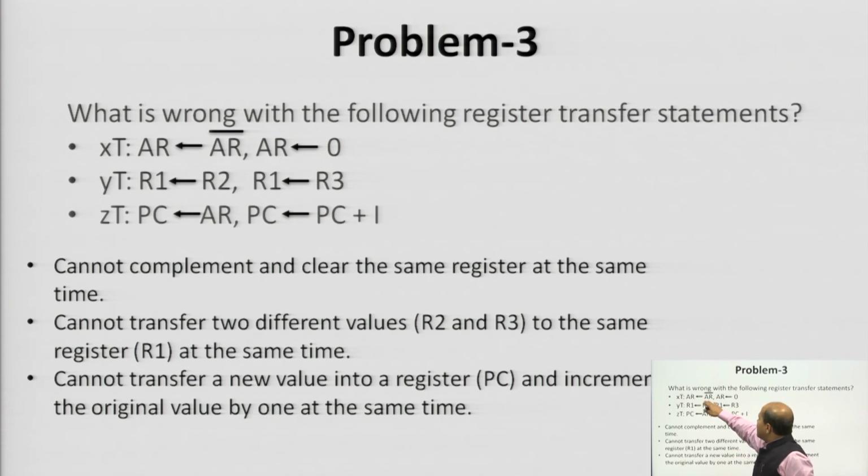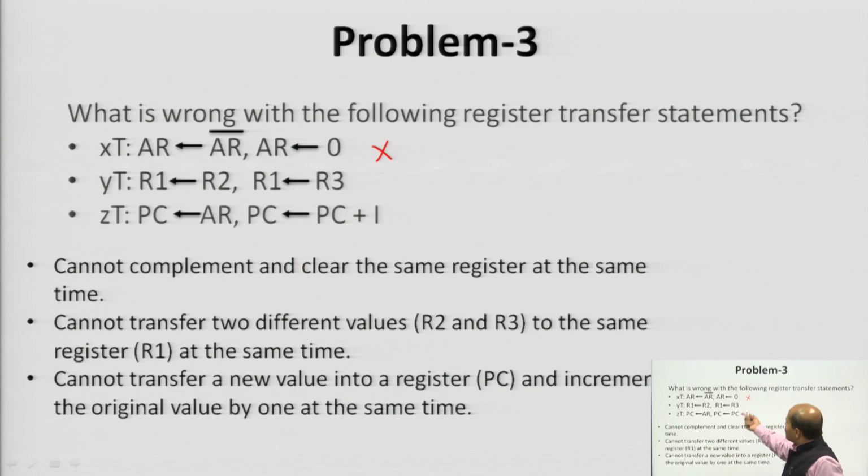We are complementing the A value or accumulator value as well as we are trying to clear the accumulator register. So, this is the wrong operation. We cannot perform these two operations at the same time. We cannot complement the register value while clearing the register. So, there is an error: cannot complement and clear the same register at the same time. That is the solution given here.